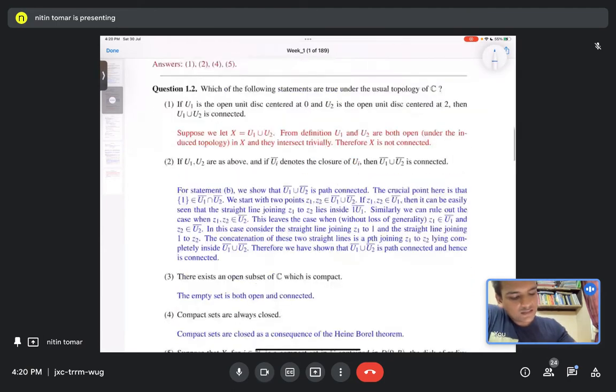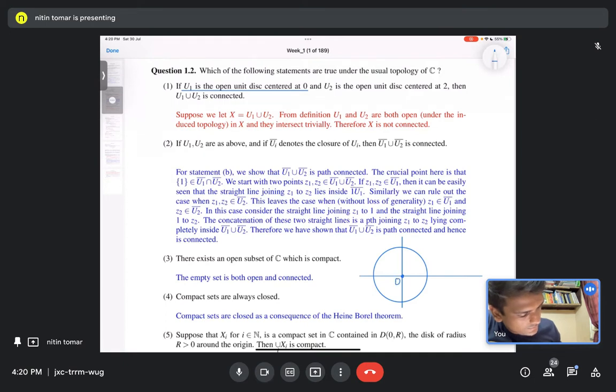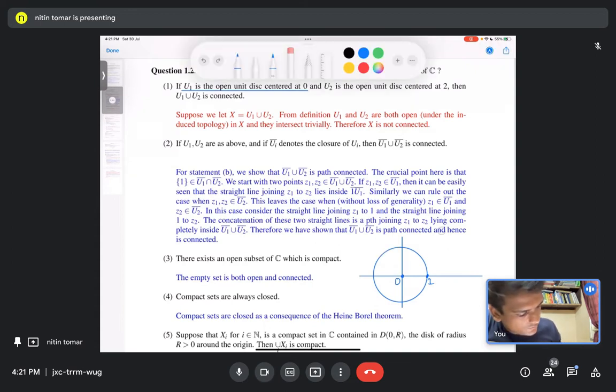Now, which of the following statements are true under the usual topology of the complex plane? So we have discussed what the usual topology is. If u1 is the open unit disk centered at 0, let's draw here. So this is 0 and this is 1, and it is an open unit disk, so the boundary will not be there. Only the inside region is there.